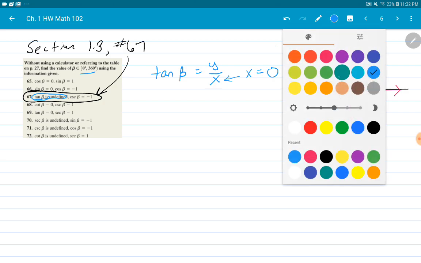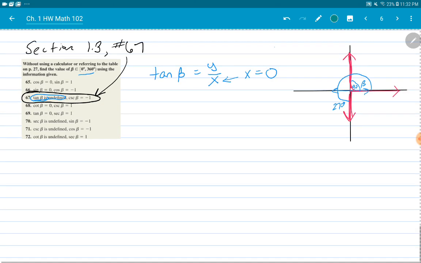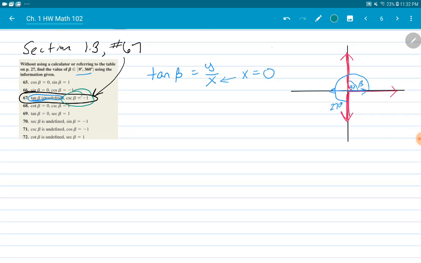Okay, so what's my other clue? I also have cosecant of beta equals -1. Cosecant of beta, by definition, is the inverse of sine, and sine is y over r. So cosecant is r over y. If that equals -1, r is always positive. So that means y is negative.